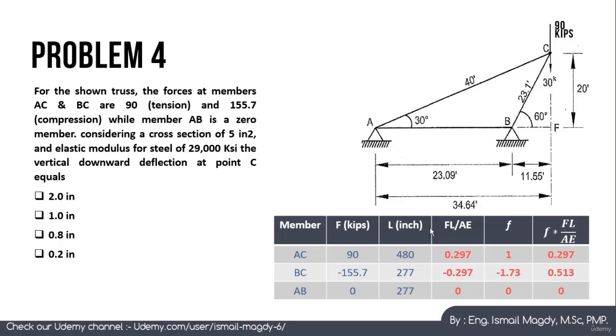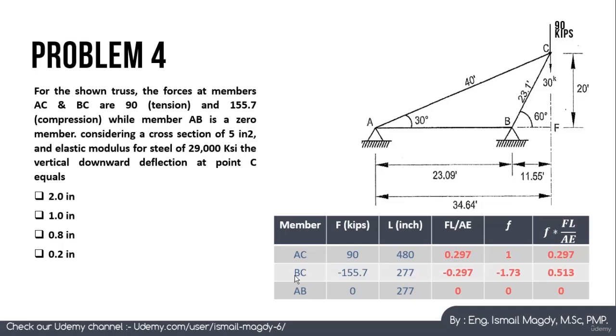After that, we will start calculating the first column here, which is FL over AE. This is the F value, this is the L value, and the A is given here, which is the cross section of the members. It is 5 inches squared, and the E is the elastic modulus of the steel, which is given as 29,000 ksi. So all units are okay. We will just multiply 90 by 480 over 5 multiplied by 29,000. We will get the value of 0.297.